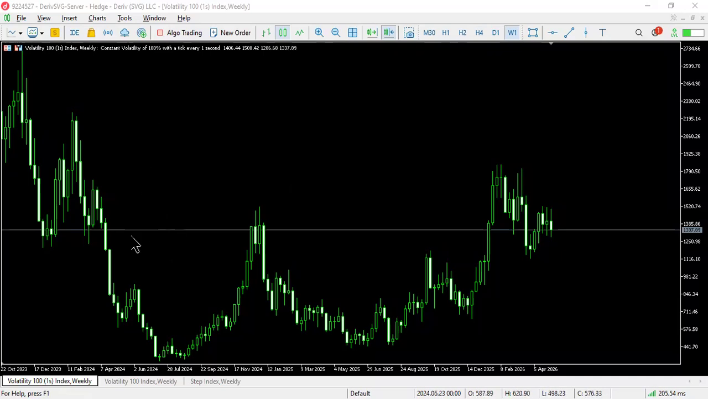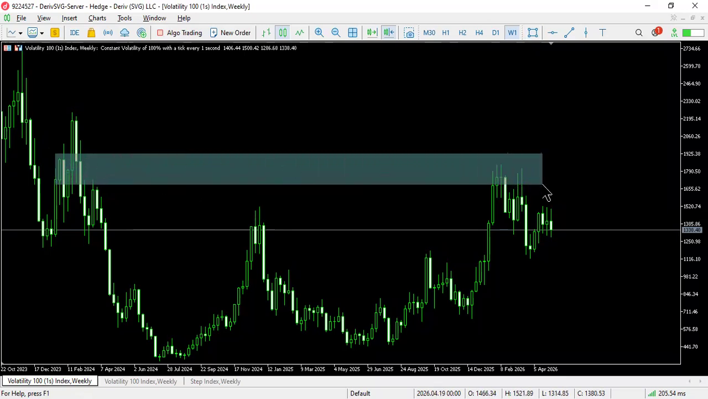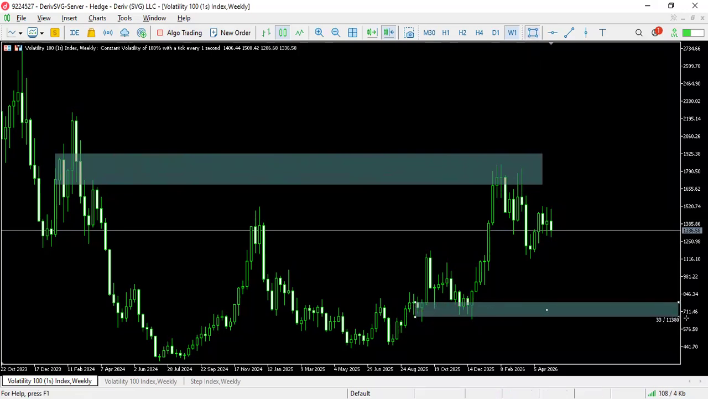So for this episode, we are beginning with the Volatility 101S, and as always, we begin analyzing from the weekly time frame. So as we can see from the weekly time frame, price has been reacting from this supply zone, and then down here we have our demand zone. Therefore, from the weekly time frame, our bias is very clear. We are going to be looking for selling opportunities from the supply headed to the demand zone.